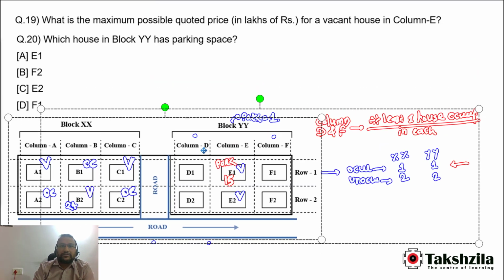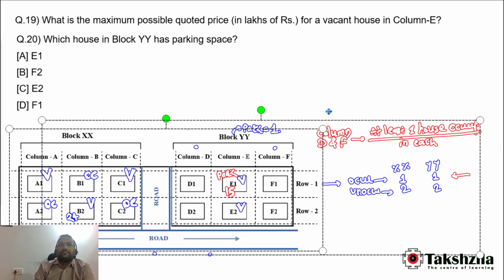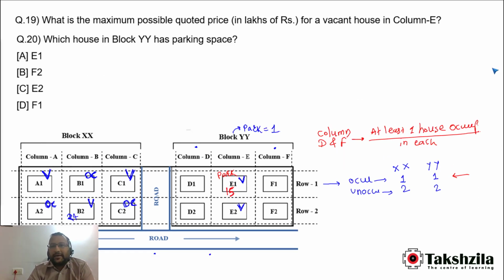Question number 19 is, what is the maximum possible quoted price in lakhs of rupees for a vacant house in column E? Let's have a look at it. In block YY, there is only one house with parking, and that is E1. E1 has value 15 lakh. Over here we are talking about the house E2. House number E2 is going to be a house without parking, so the base price is 10.